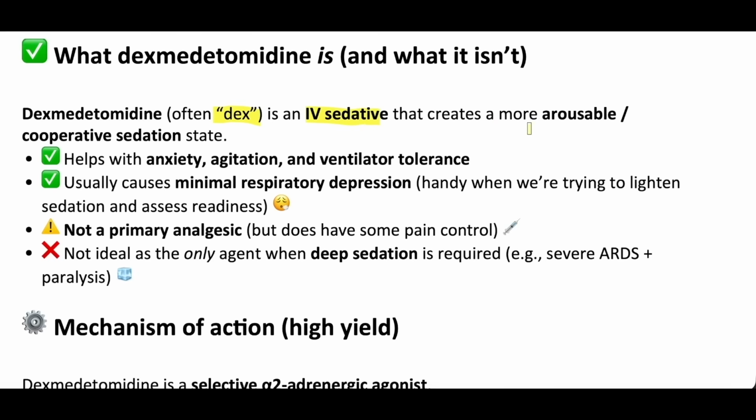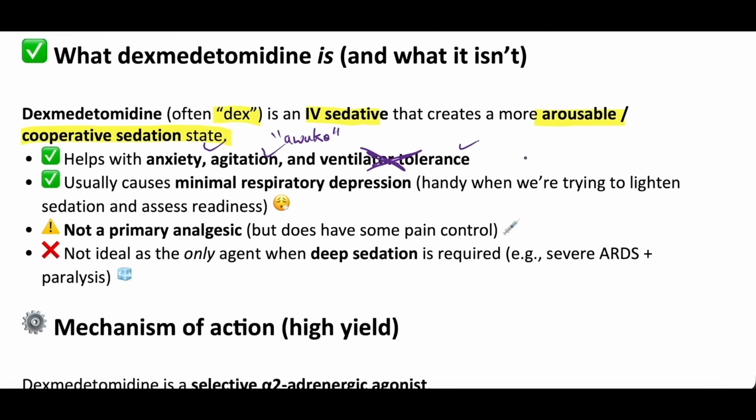People often refer to it as compared to some of the other sedatives like propofol and midazolam, although we don't tend to use much midazolam. When they compare it to those two, they say it creates a more arousable and cooperative sedation state. This is mostly true, although not perfectly true, but patients tend to be more quote-unquote awake than patients who are on propofol, and certainly than those on midazolam. It helps with anxiety, agitation, ventilator tolerance, although we're going to cross that out because we feel passionately that ventilator desynchrony should be addressed on the ventilator until you're out of options, in which case sedation is not unreasonable.